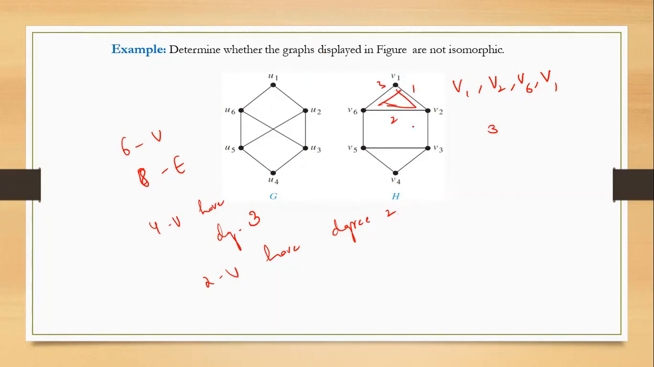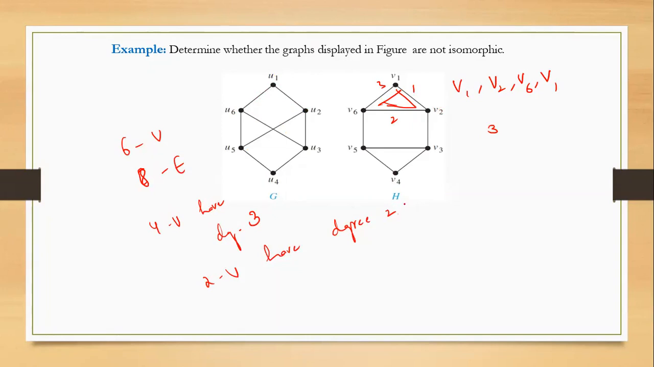But try to find a circuit of length 3 in the graph G. If I try to check any circuit, going from U1 to U2, then to reach back to U1, I have to take U5, U6 and U1. Or even if I try from U1, U6, U3, U2 and U1, basically the length is increasing to 4.